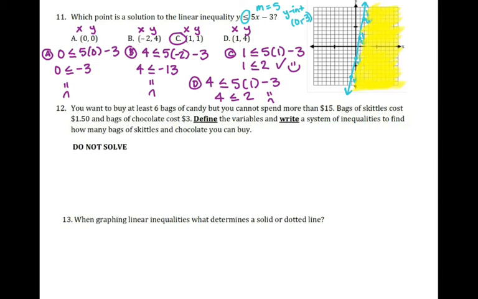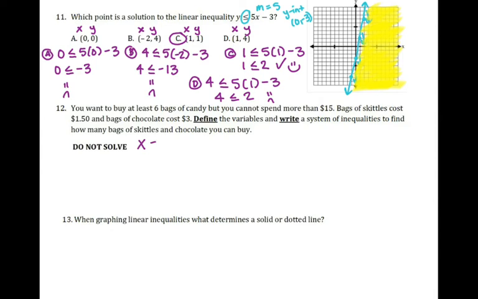Okay. Number 12, you want to buy at least 6 bags of candy, but you cannot spend more than $15. Bags of Skittles cost $1.50. Bags of chocolate cost $3. Define the variables and write a system of inequalities to find how many bags of Skittles and chocolates you can buy. Do not solve.